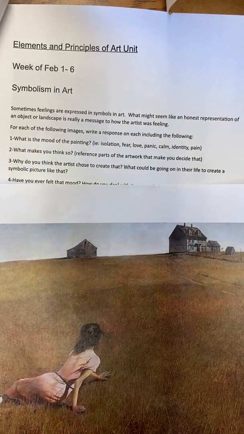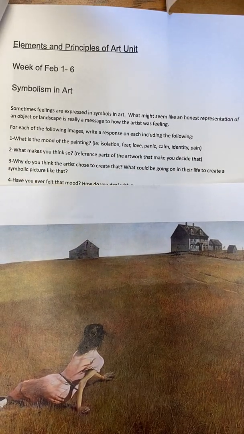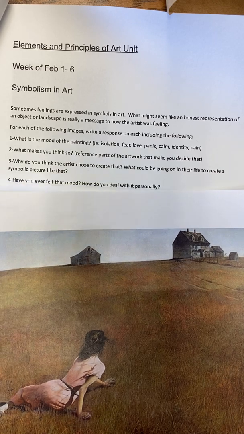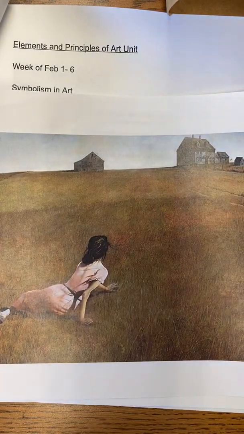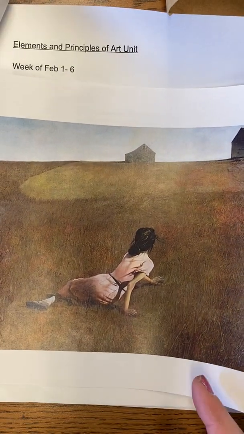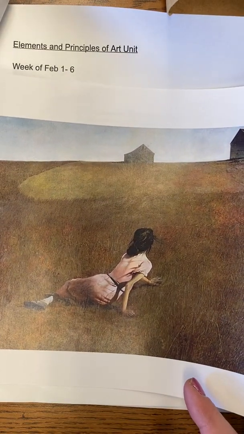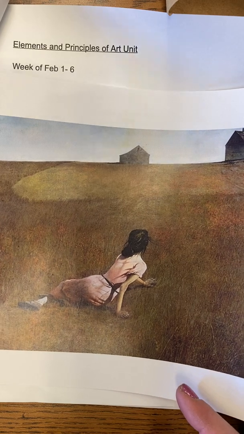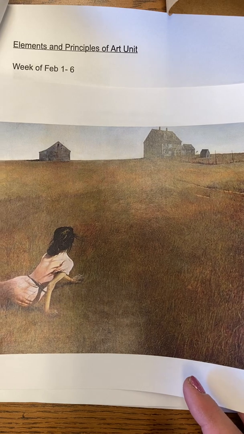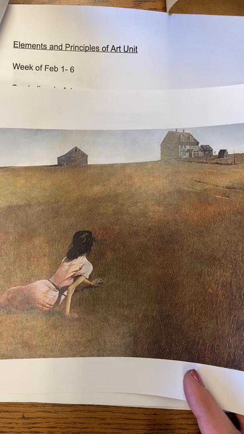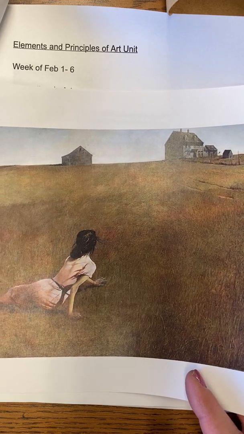The third question, why do you think the artist chose to create that? What could be going on in their life to create a symbolic picture like that? Instead of writing this down, I'm just going to say the next few things out loud. I'm not interested in hearing my voice in your answers, but if I was to guess, I think the artist was homesick. Or maybe he knew of a girl who was homesick named Christina.